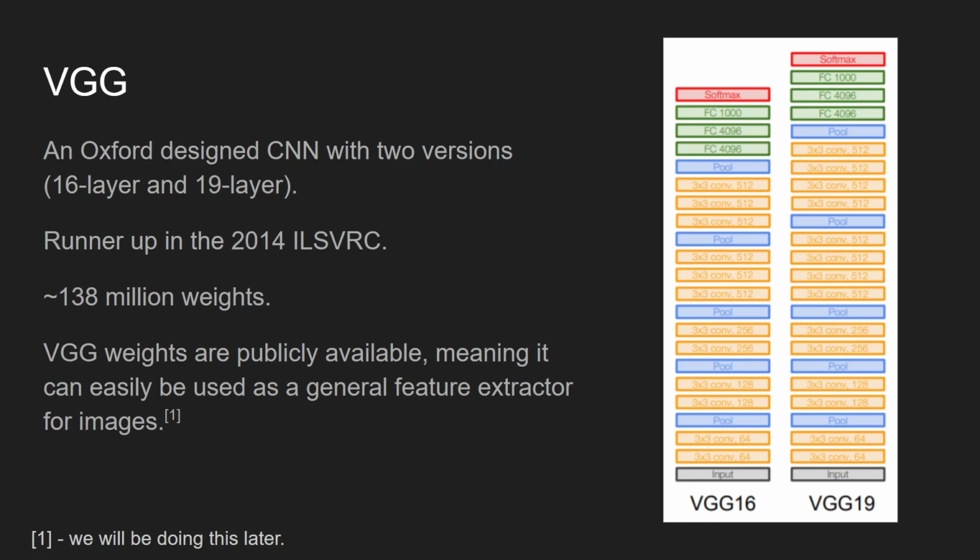Then we move on to VGG. This is Oxford's design, and there were 2 versions at the time. I believe there are more now. There's a 16 layer and a 19 layer.